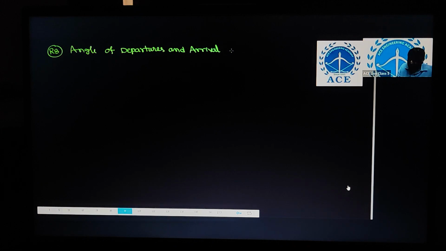Angle of departures and arrivals. So how to find angle of departure? First of all, where do you have to calculate angle of departure and angle of arrival?